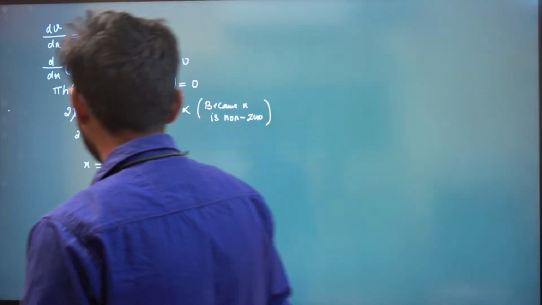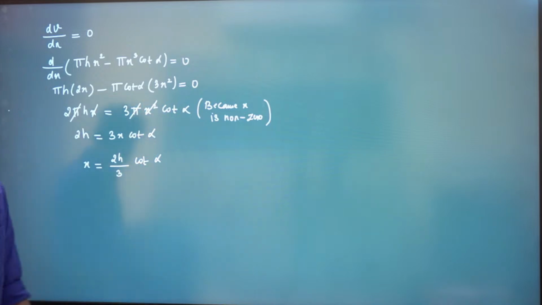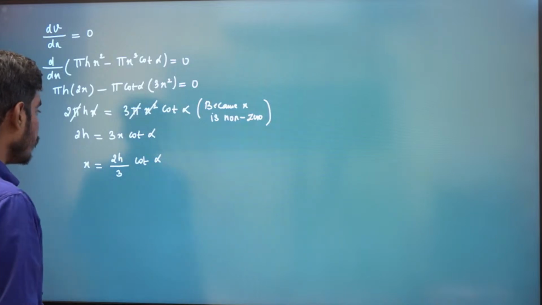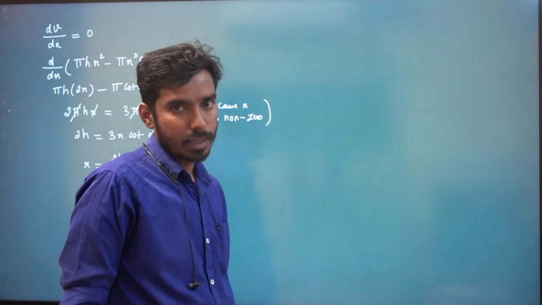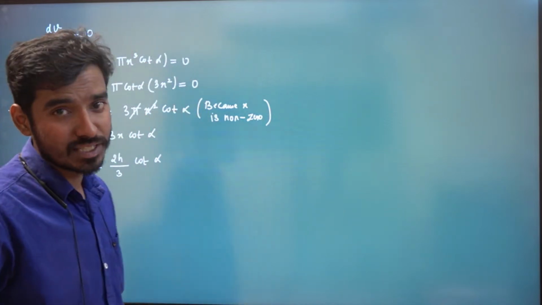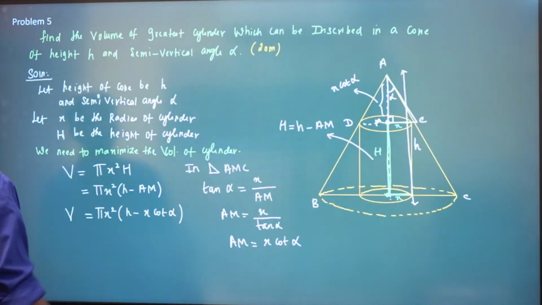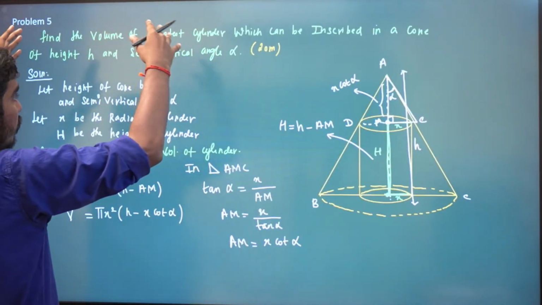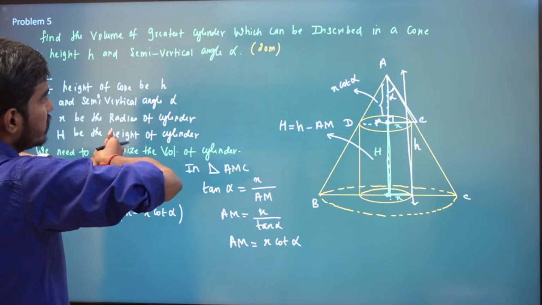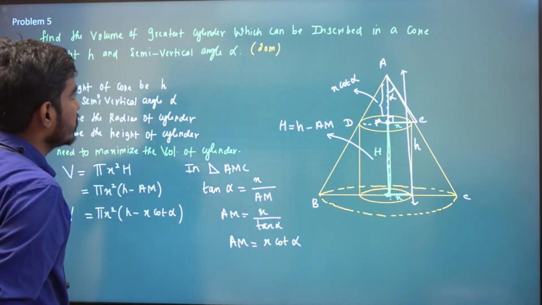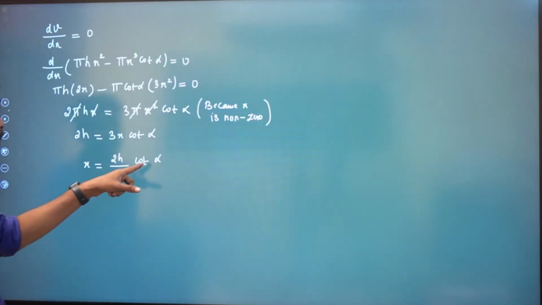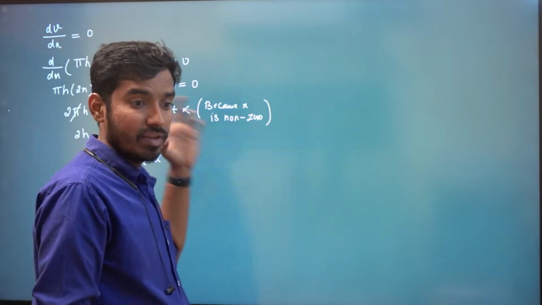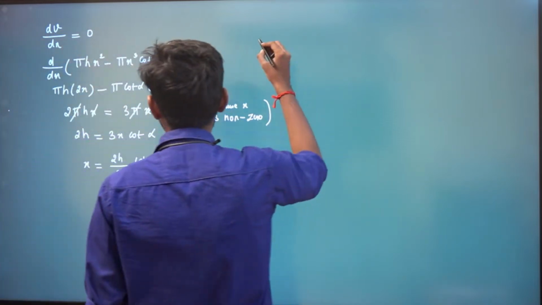So x is equal to 2h by 3 cot alpha. This is your critical point. Now at this point you will have either maxima or minima. We need to show that at this point it has a maximum. Then only you can say that this is the maximum volume of the right circular cylinder which can be inscribed in a cone. So we will show that when x is equal to 2h by 3 cot alpha, our function V is maximum. For that, you find the second derivative.